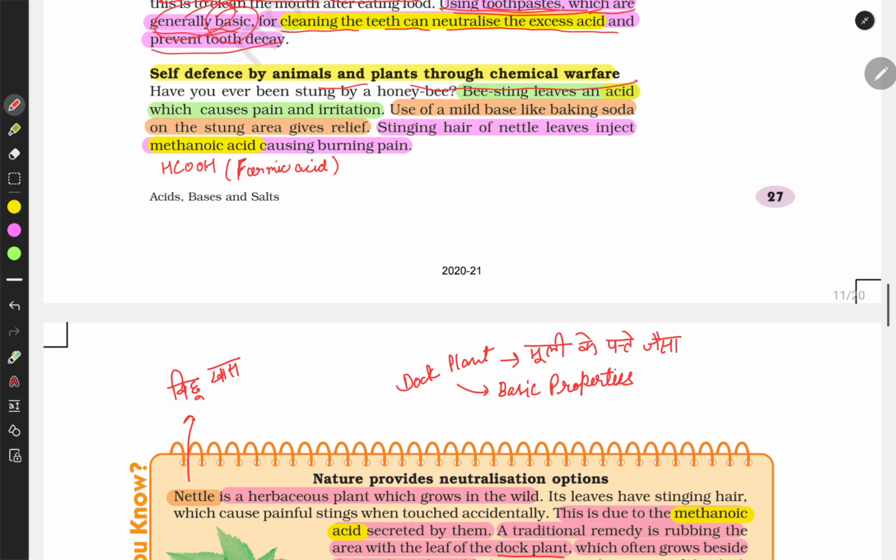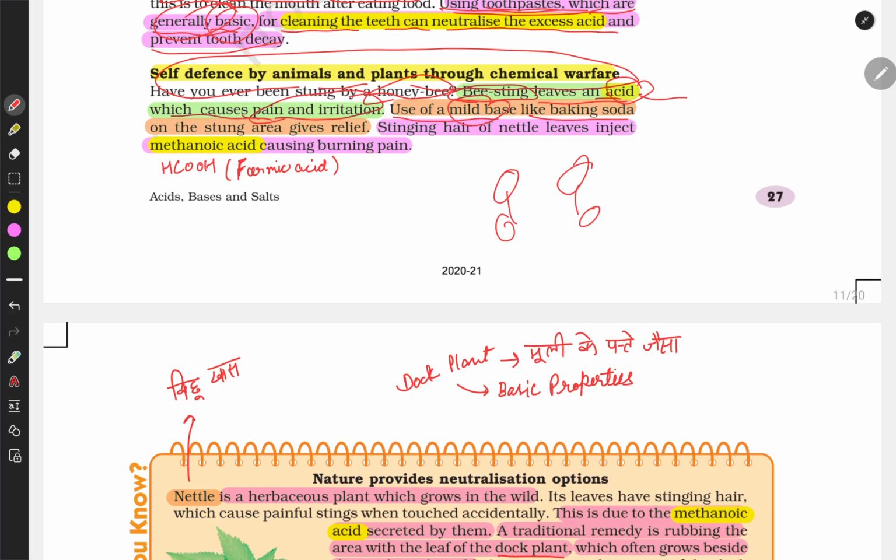Self-defense by animals and plants through chemical warfare. Have you ever been stung by a honeybee? A honeybee sting leaves an acid which causes pain and irritation. So whenever ants and honeybees bite and sting us, they cause irritation and pain. Why? Because they leave acid, and the use of a mild base like baking soda on the stung area gives relief, because then the acidic character can be neutralized.